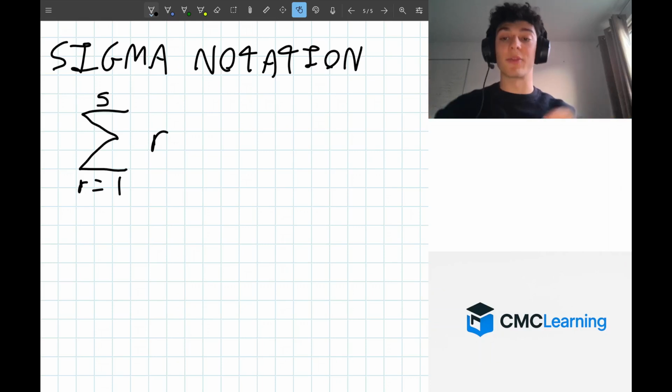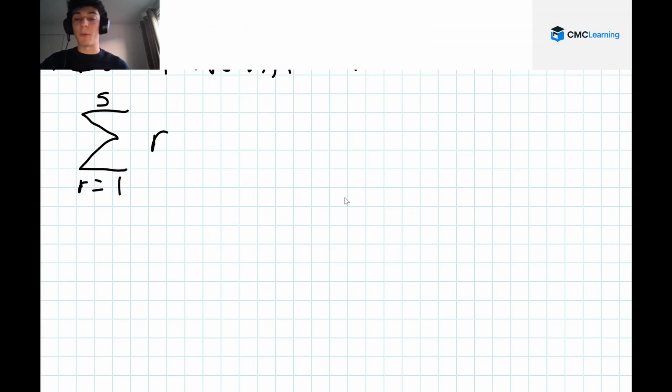So I can have something like this. Let's look at the most trivial form, I say. What this is saying is the sum, when r is equal to 1, of r until r is equal to 5. It's very important to understand what everything is. As we said, the bottom of this sigma essentially tells you what your starting value of whatever is in your sum should be.